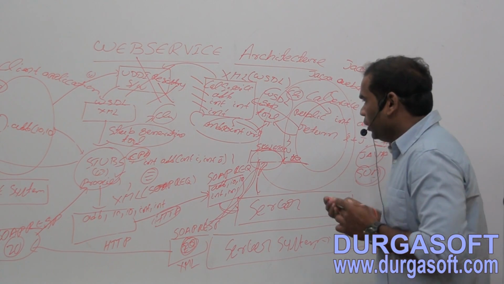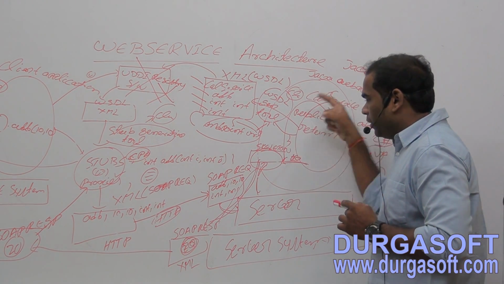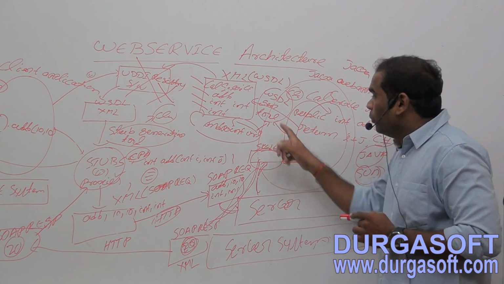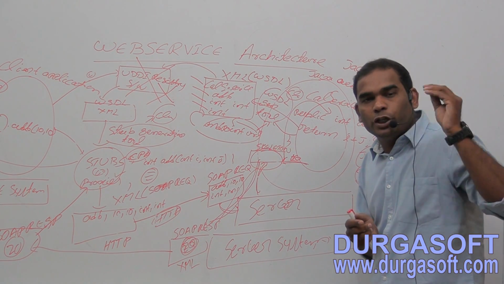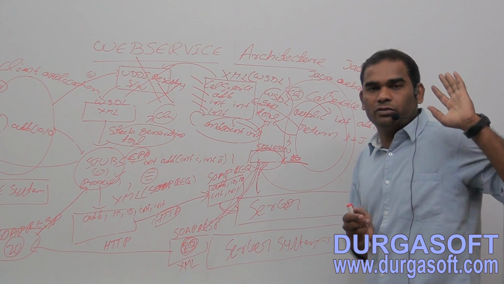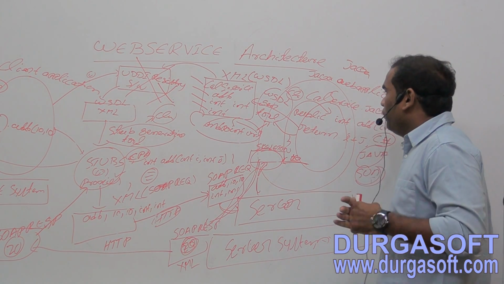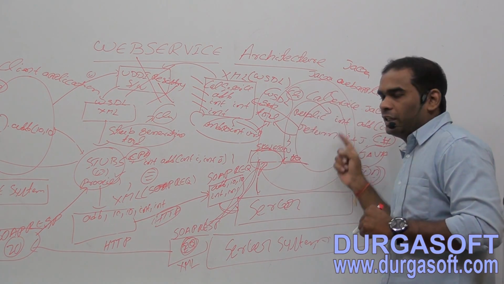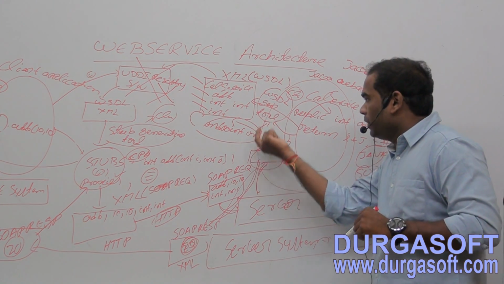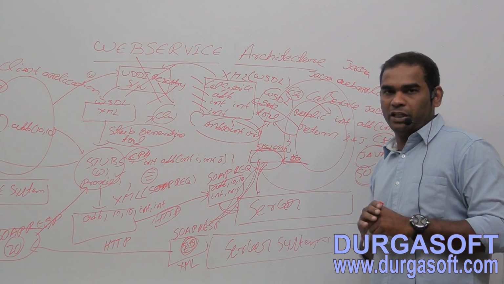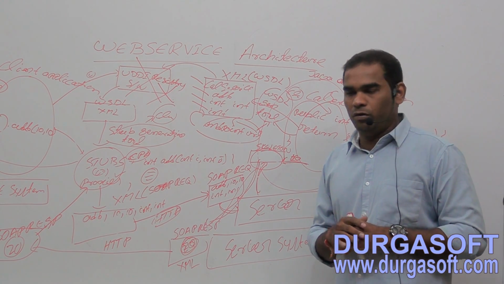So meaning what? If you want to develop this web service using the Java language, we require some API. That API should be provided by Sun Microsystems. In the same way, if you want to develop this service application using C#, then C# should provide some API to develop the web services.